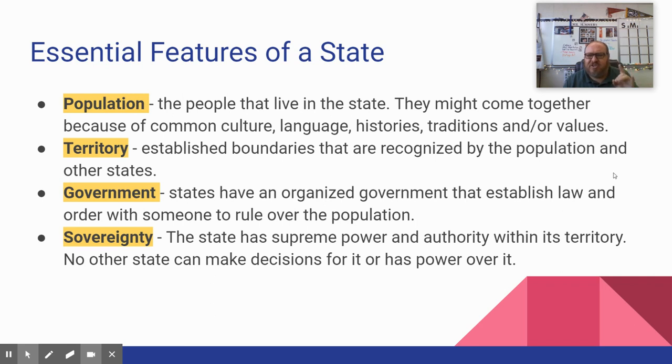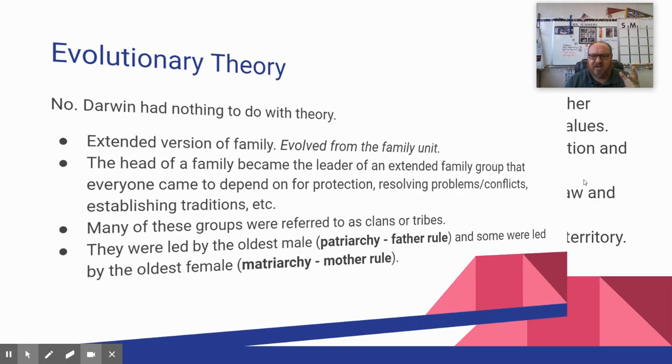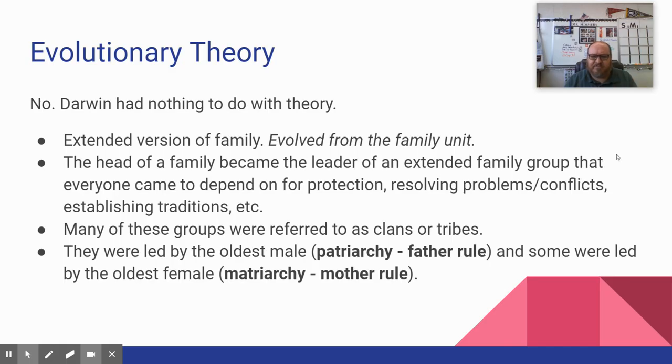There are certain features that every state has. There's a population, there's territory, so established boundaries, government, okay, some sort of established law, order, with someone to rule over them. And then there's the sovereignty, okay? Population, territory, government, sovereignty. A state has to have all those things, okay? How did they come about? One theory, evolution. It's called the evolutionary theory, okay? And no, it has nothing to do with Darwin, okay?